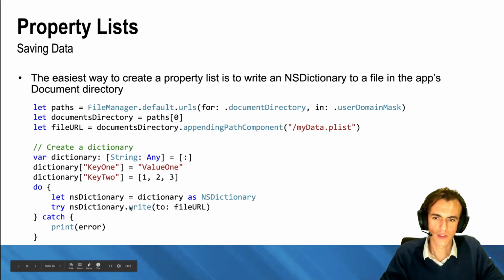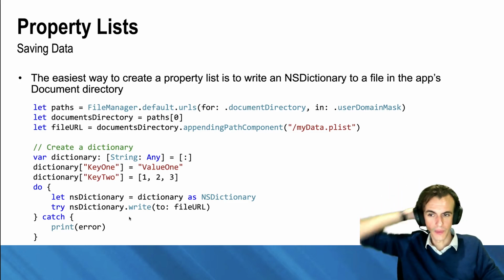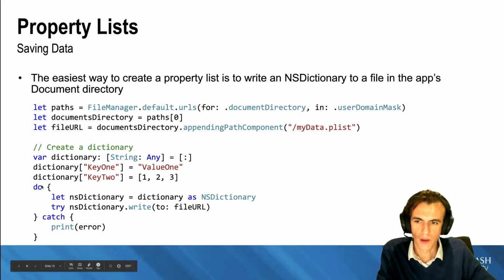Because this write method of NSDictionary can throw an error, that means we need to catch it. If you don't do this, the compiler will complain and say the write method can throw, you need to catch it. And the way we do this is we enclose it in a do-catch block.